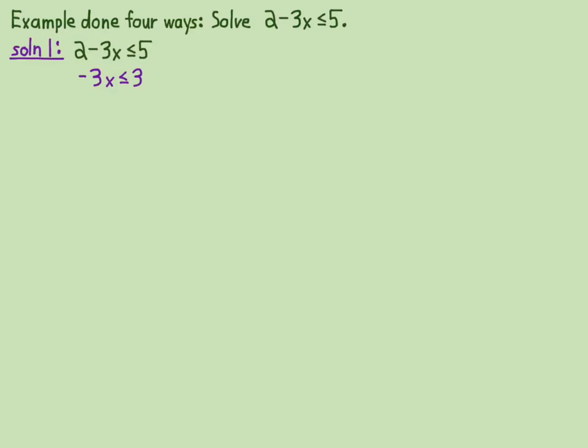So the first step I did here is I subtracted 2 from both sides. I got -3 less than or equal to 3. And then I divided by -3, changed the inequality, and divided by -3. And I did them all 3 at once. This is correct, but almost nobody does this.